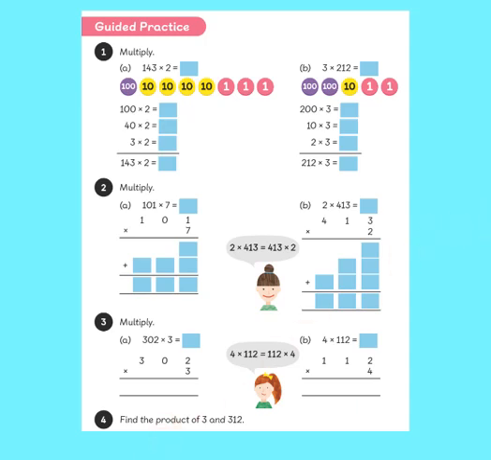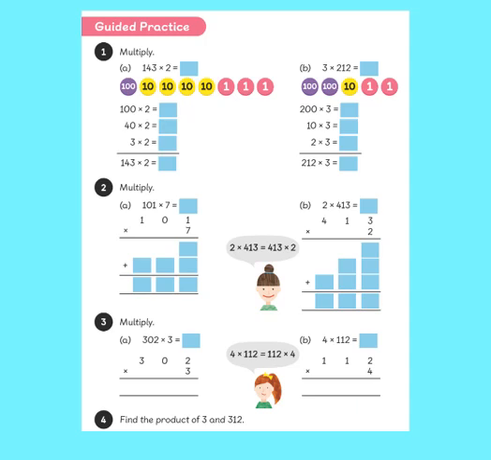So here is today's guided practice. Let's do the first one together. So our first one asks us to multiply 143 times 2, and they've set it out in place value counters for us. So we've got 100, 4 tens, and 3 ones. So I need to times all of this by 2.